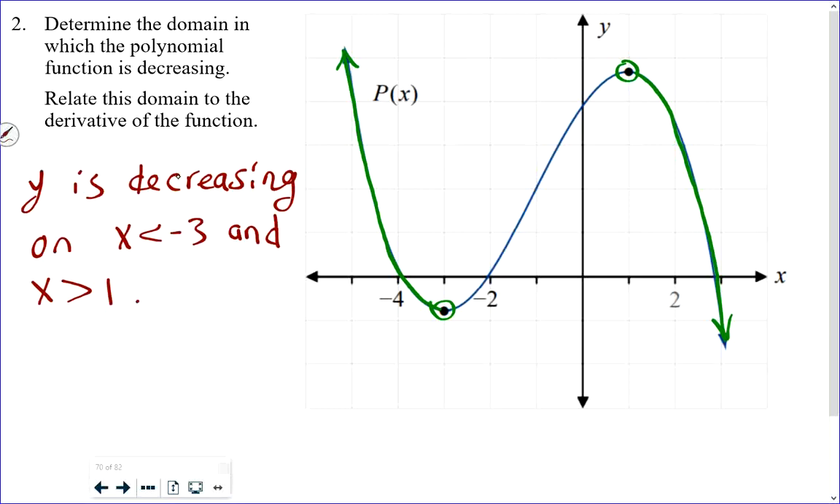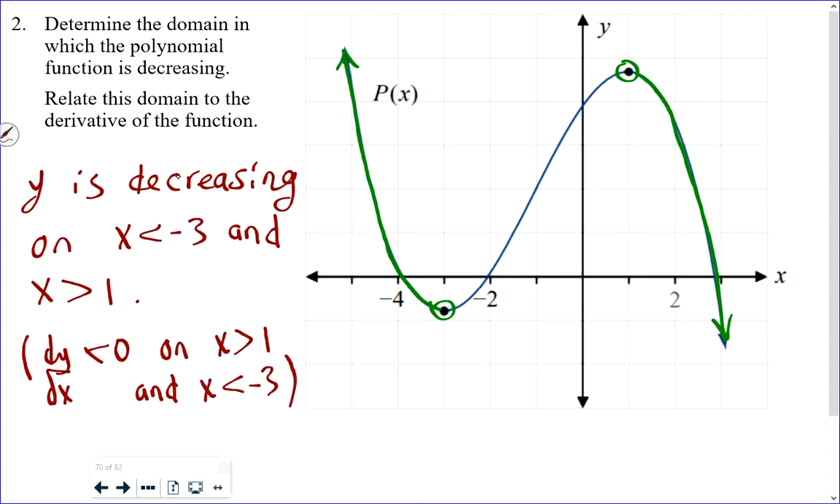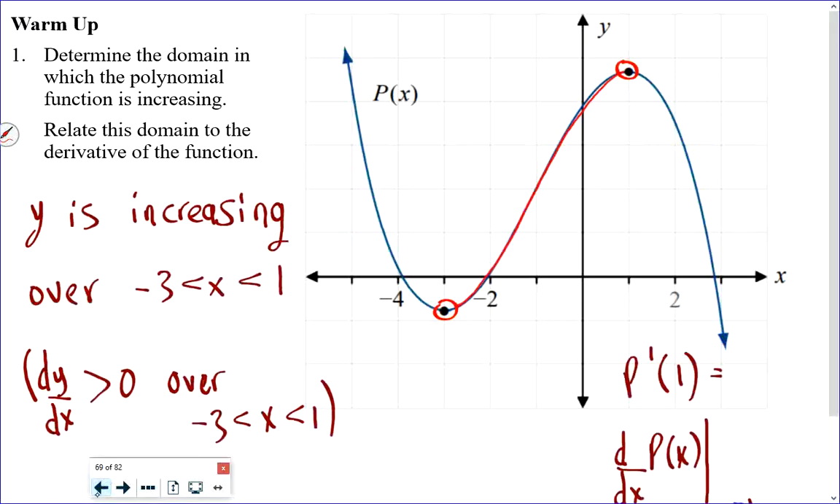And what we could put here is that dy dx is negative on x is greater than 1 and x is less than -3. So again, left to right, this is what we're talking about. Left to right, the graph is going down here, the graph is going down here. Always left to right. Now you only have one graph, but left to right here, the graph is going up.